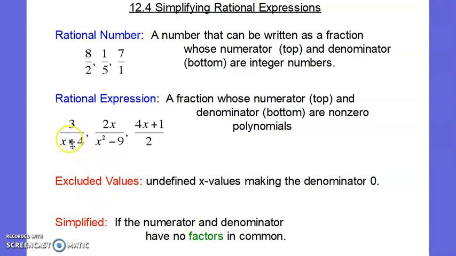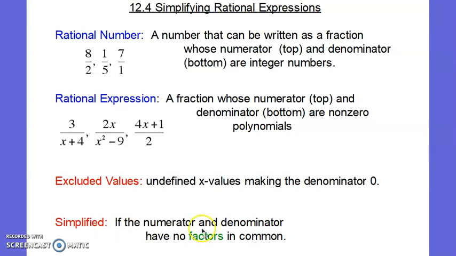Now, other things we have to worry about are excluded values. What about if there's an x on the bottom, such as 3 over x plus 4? What would happen if we plugged in a number like negative 4? Well, we would end up with 3 over negative 4 plus 4, 3 over 0. And anything that makes the denominator 0 we call an excluded value. So again, we don't want to plug in excluded values because we can't divide by 0.